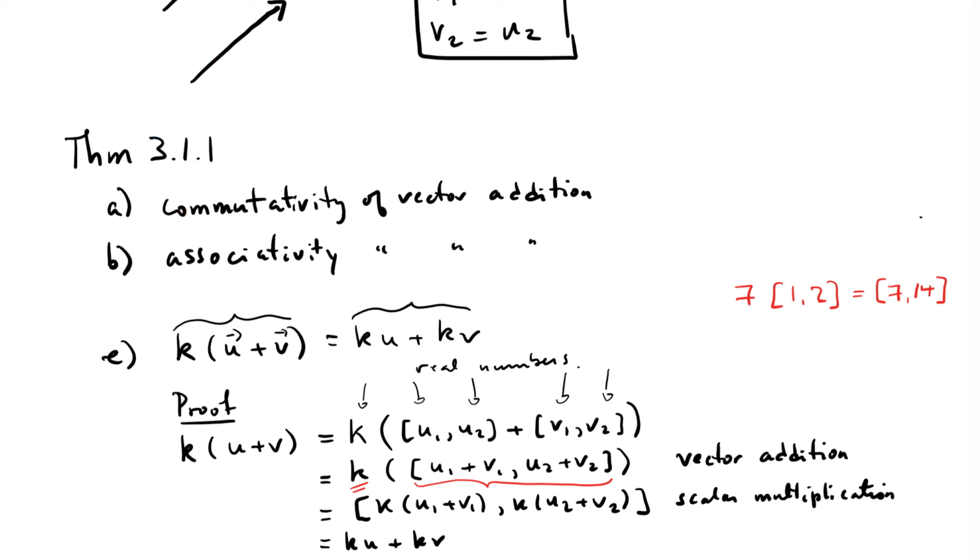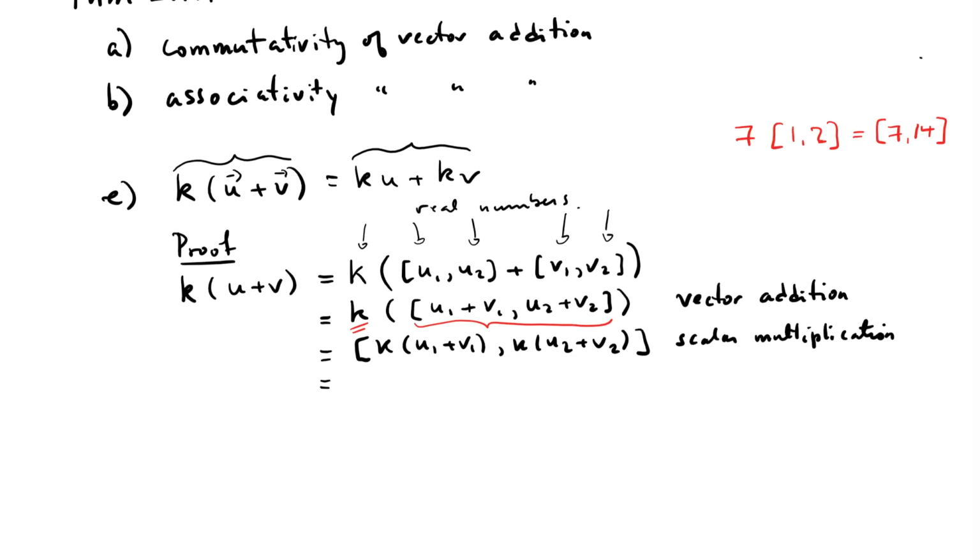So I'm going to need more steps. I'm going to erase this, but eventually this is where I want to get to. Now inside here I've told you everything's a real number, the k, the u1, the v1, and the other ones too. So now I can apply properties of real numbers to these. For example, this thing here is a multiplication of a real number by a sum of real numbers. So I can distribute the k over the addition of the real numbers. So that's going to be ku1 plus kv1, and over here it's ku2 plus kv2.